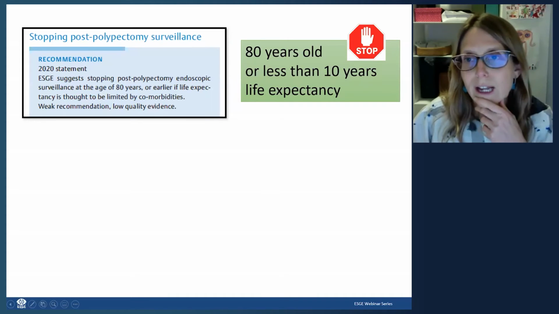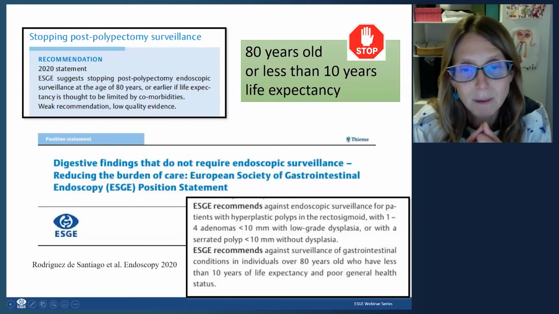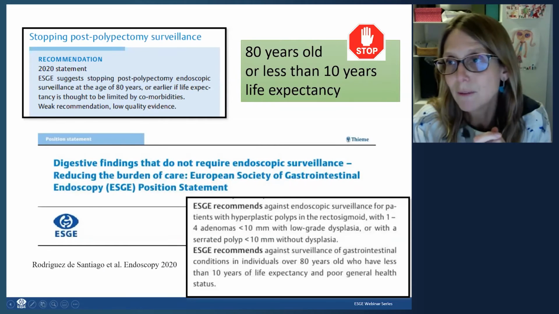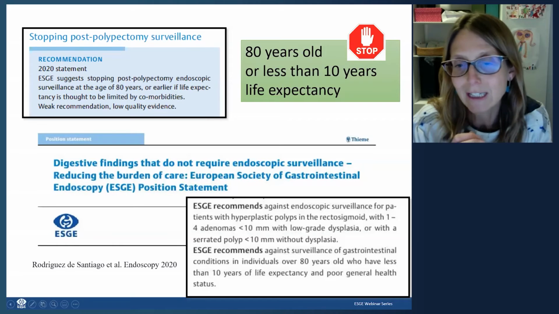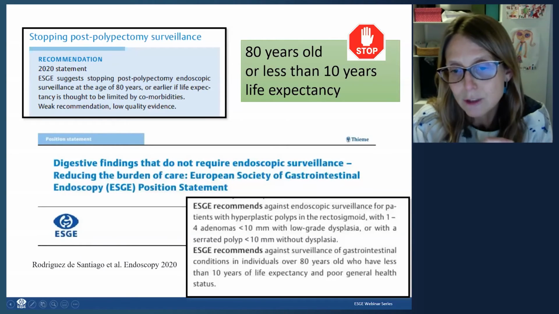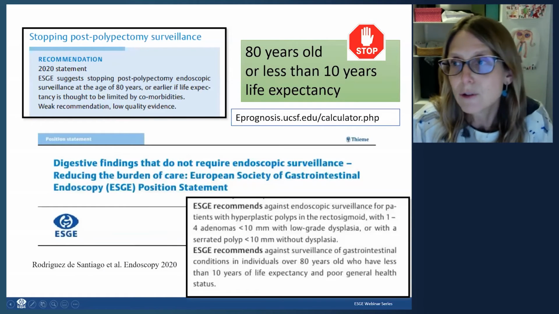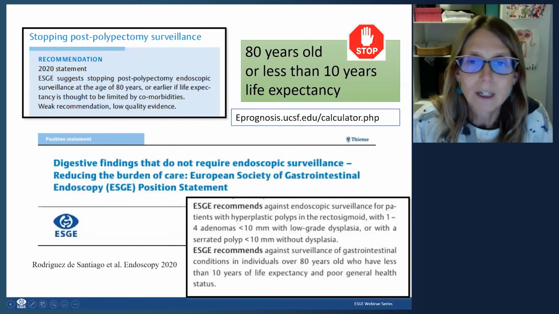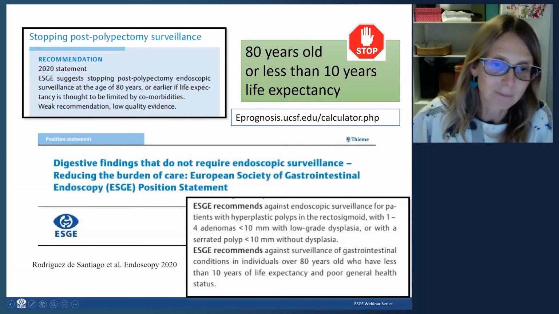or for those people that have less than 10 years of life expectancy. And I wanted to put this paper because this is another paper that has been published very recently from the European Society of Gastrointestinal Endoscopy. And I think that it's also a very important paper on when we don't need to do endoscopic surveillance. And in this guideline, we also state that those people over 80 should stop. And also I think that it's very useful very often to use this calculator, for example, that will help you to know what is the probability for this patient to live more than 10 years, and to really help you to take this kind of decisions.